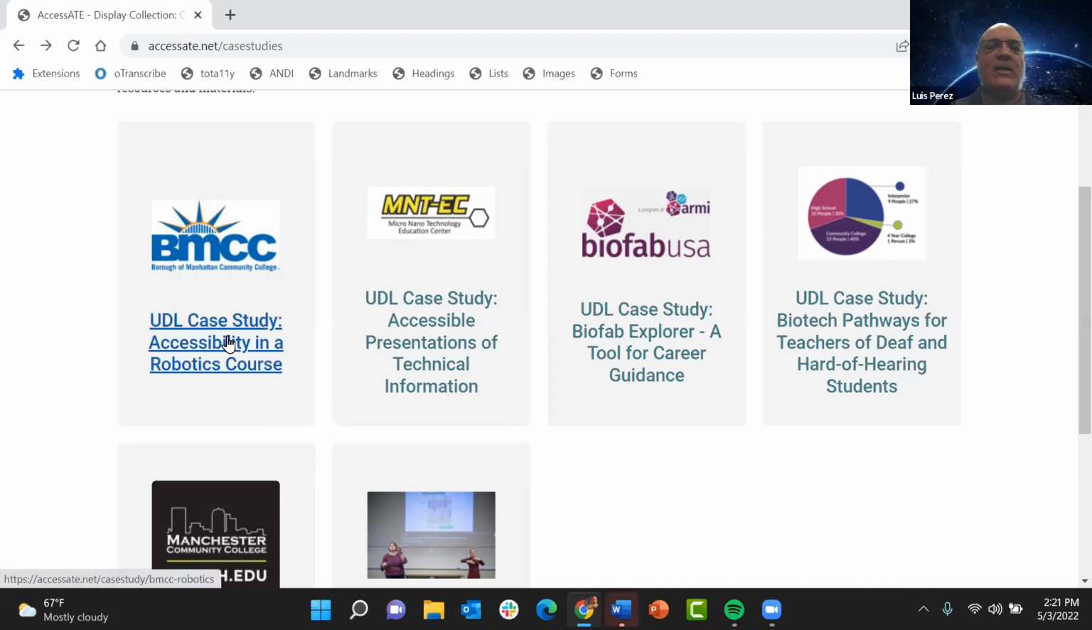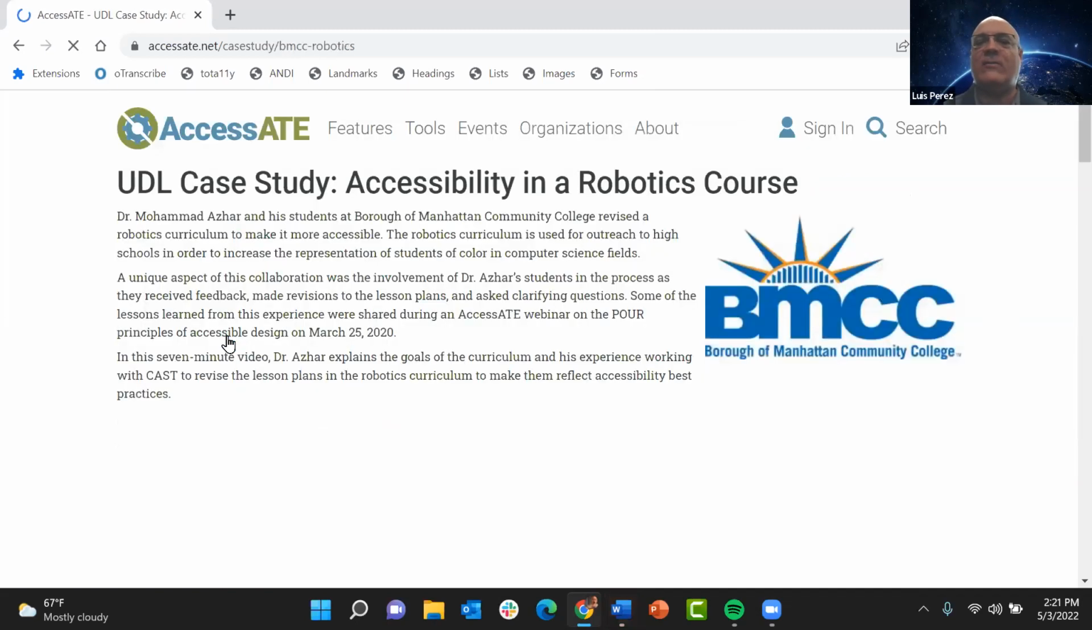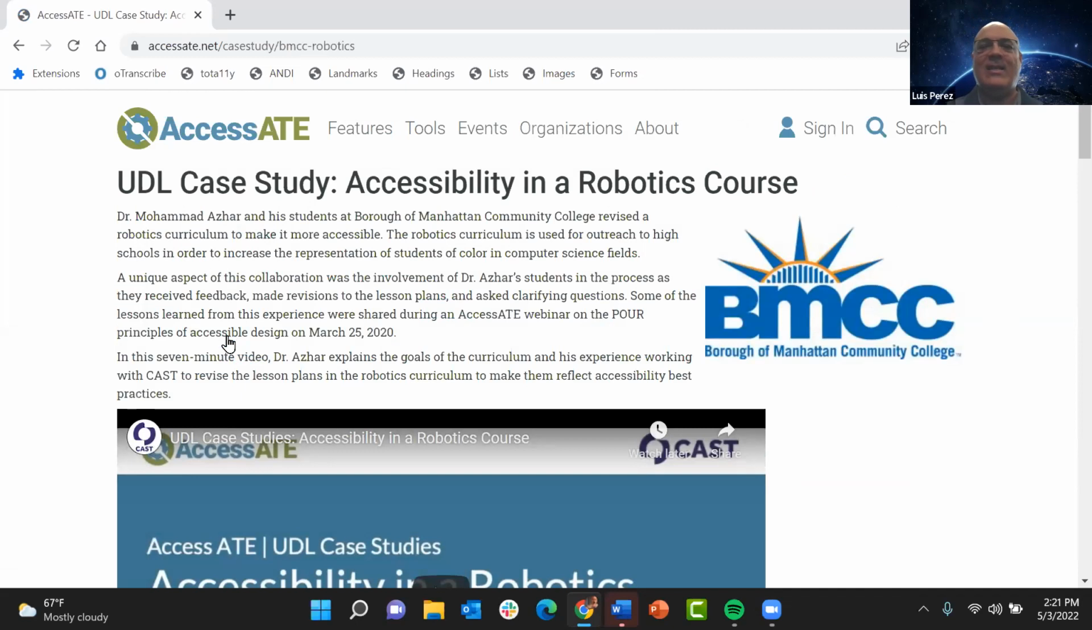So I'm just going to give you a quick overview of this case study because it'll give you a sense for how we built each of these. The case study is accessibility in a robotics course. Dr. Azhar uses the Lego robotics system to teach basic computer science concepts, again, to K-12 students in schools that have a number of underrepresented communities in not just computer science, but in STEM fields.